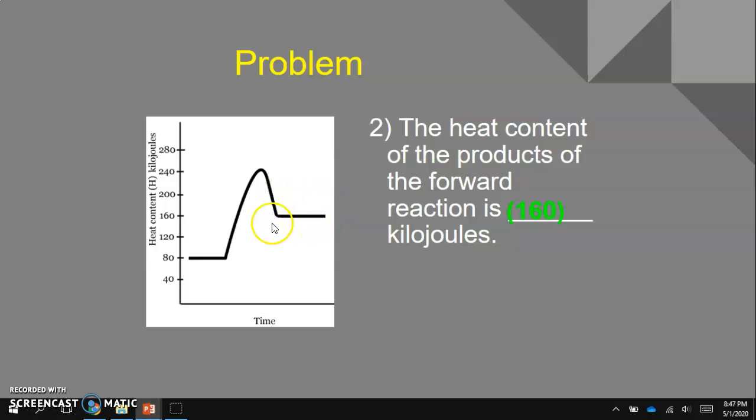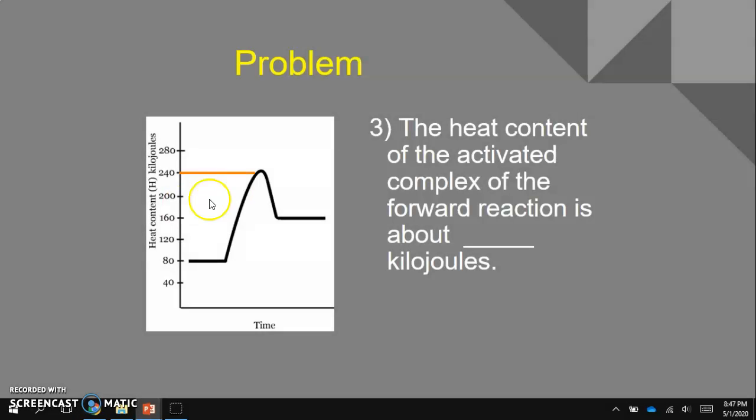Okay, and if we remember on our energy diagrams, our reactants are going to be here, our products are going to be here, and then our activated complex is going to be up here. So the heat content of the reactants, what goes into the equation on the left-hand side, is right here. Here's the energy of our reactants. And if we follow this line, we see that it lines up with 80 kilojoules. So the heat content of the reactants is going to be 80 kilojoules.